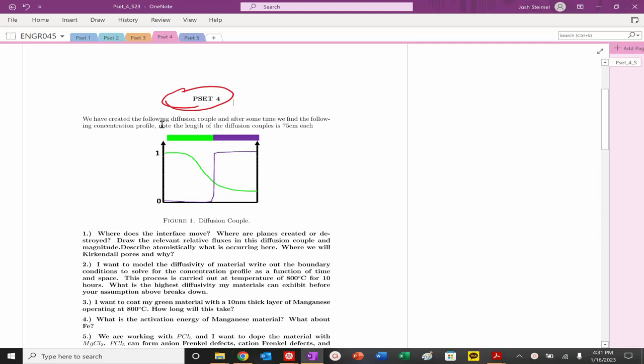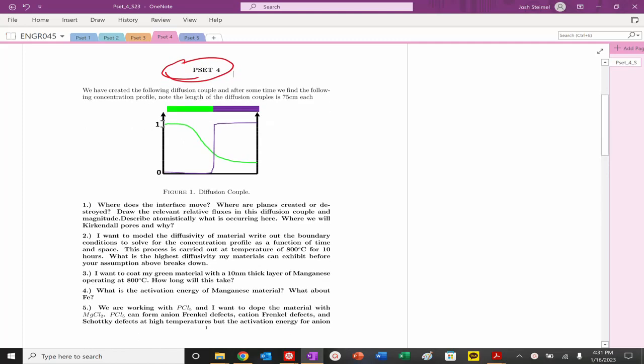All right, so we have the following diffusion couple. We find the concentration profile here. Where does the interface move? Where are planes created? We can see that the green color is diffusing more into the purple than here. And so we know that in the C-frame, the flux of green plus the flux of purple plus the flux of vacancies must be equal to 0.